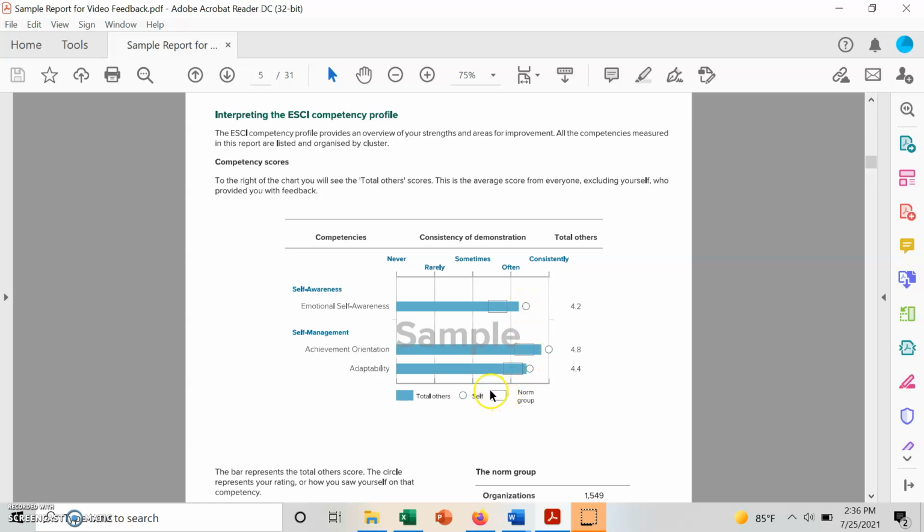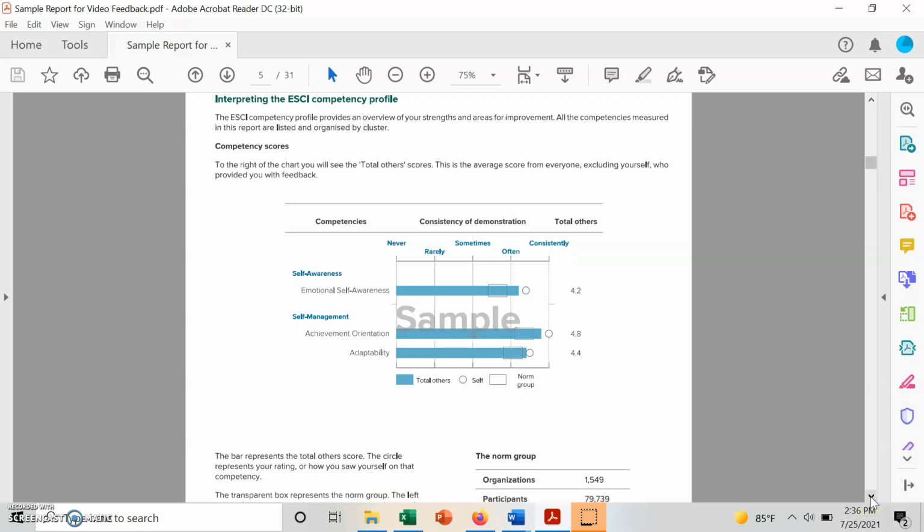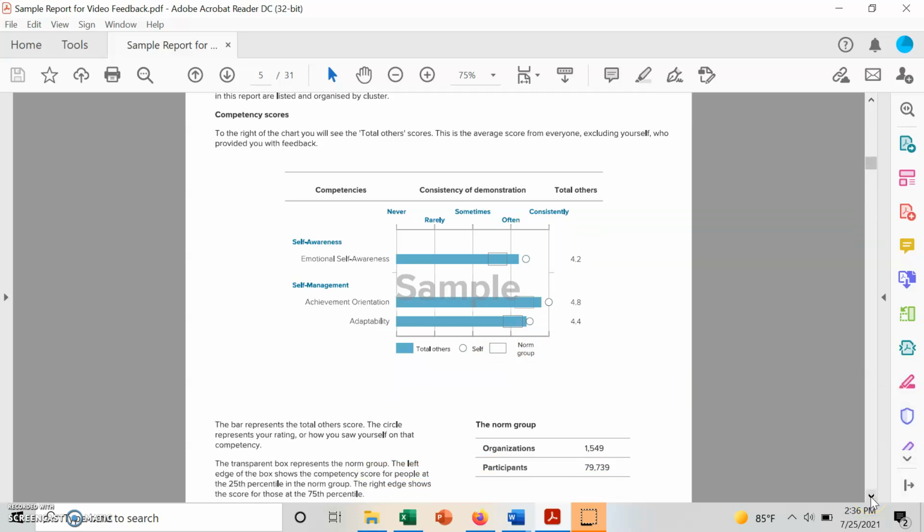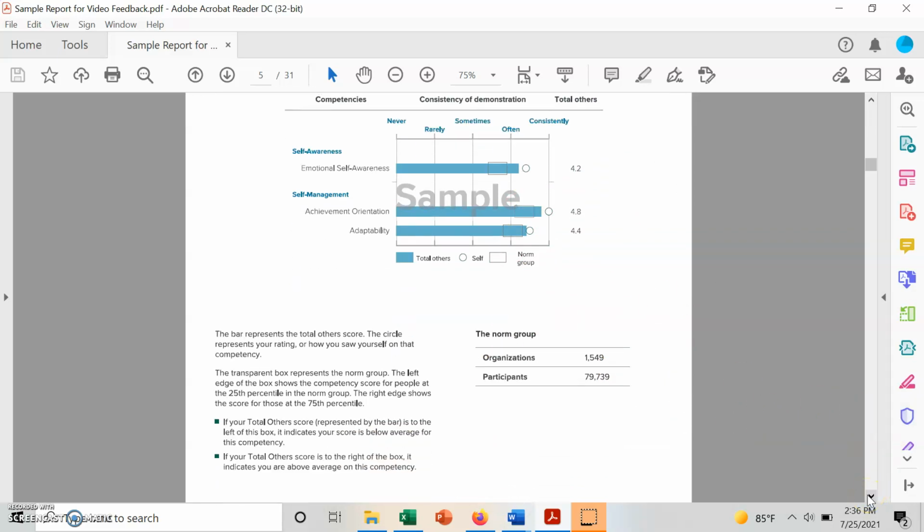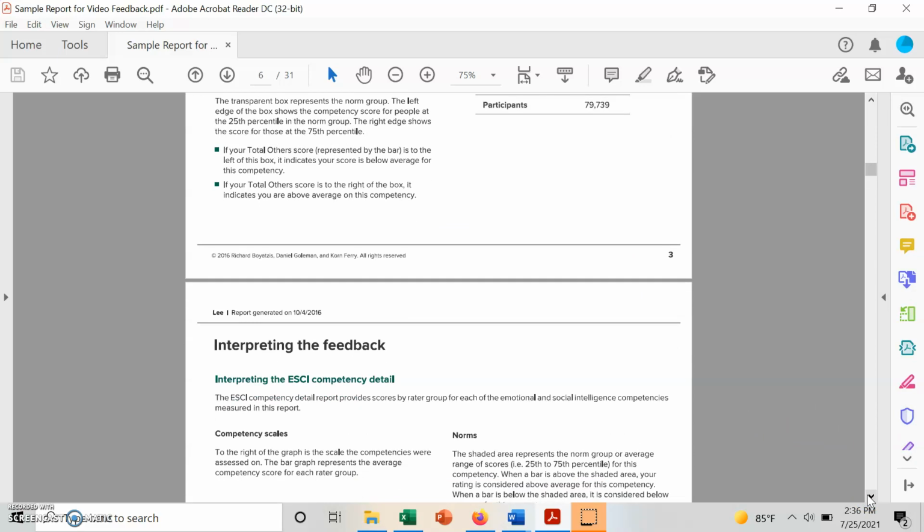And then the box here you can see is the norm group, which down here it shows you is a database of almost 80,000 people. So the comparison is to that norm group and not to the people in your class.